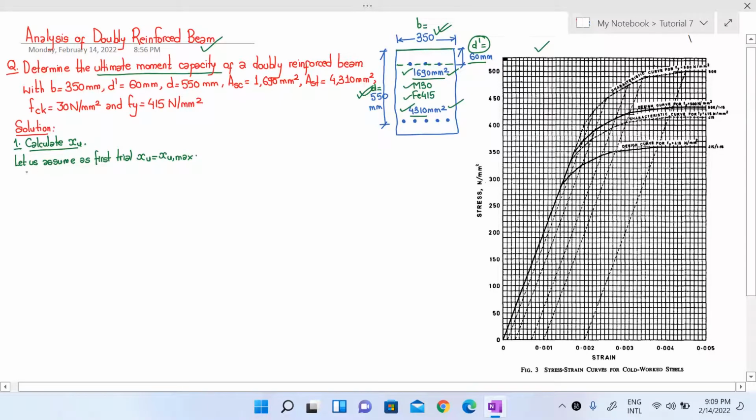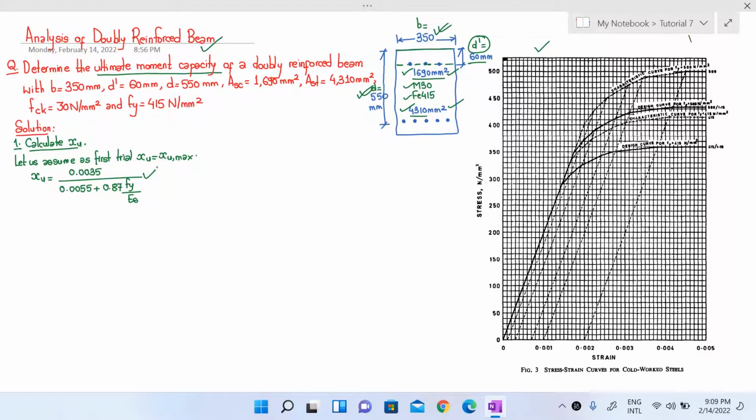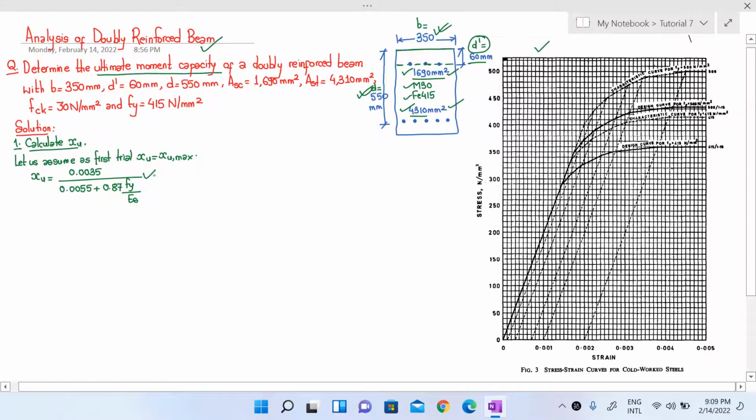If we assume this, we can find the value of xu in two ways. One is by using the formula 0.0035 over 0.0055 plus 0.87 Fy over Es. This formula we derive from the compatibility of strains. In our strain diagram for the cross section of our reinforced beam, we considered similar triangles and got to this formula, and you have to multiply by d here.